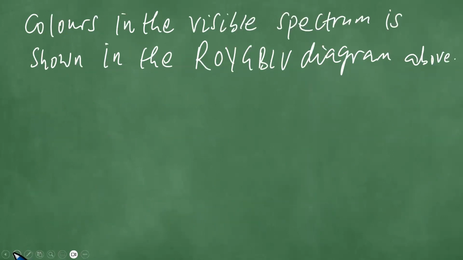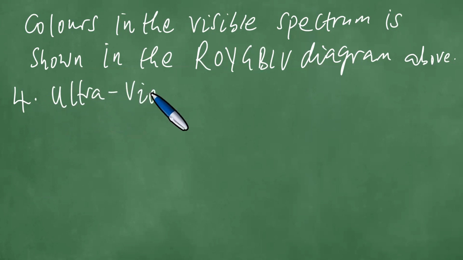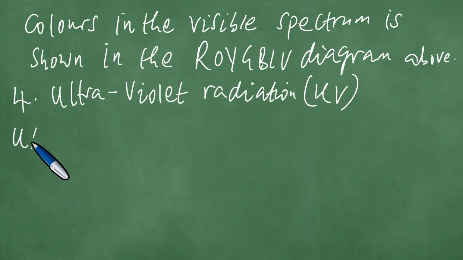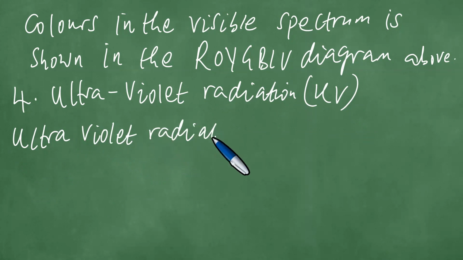Okay, I want us to speak more about the UV. That is number 4. Ultraviolet radiation. UV. Right, so ultraviolet radiation is the invisible.